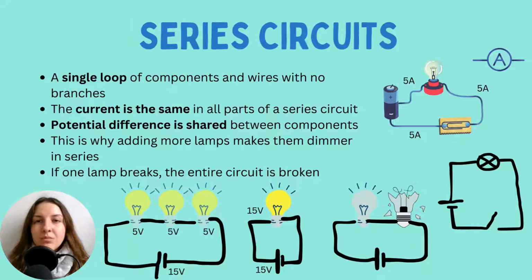This is why if we add more light bulbs in a series circuit, the lamps actually become dimmer. And if one of the lamps breaks, that actually prevents the flow of current. It actually stops the entire circuit. And that is something you could get asked to explain or even identify in the exam.